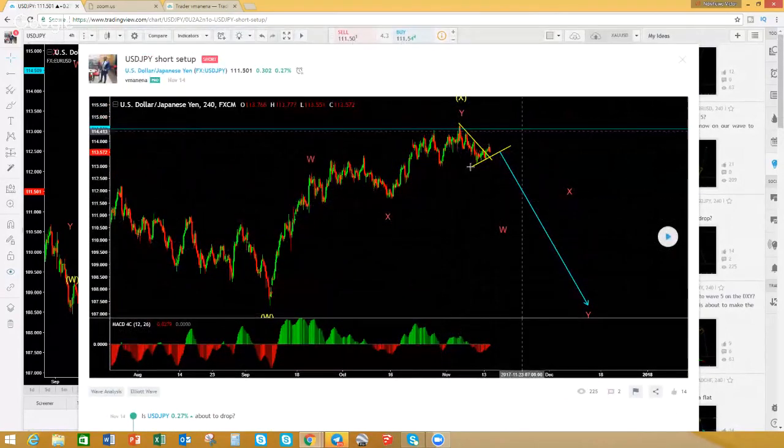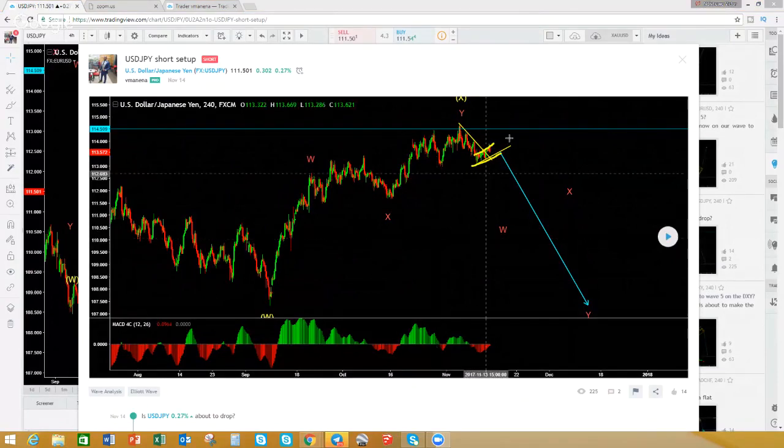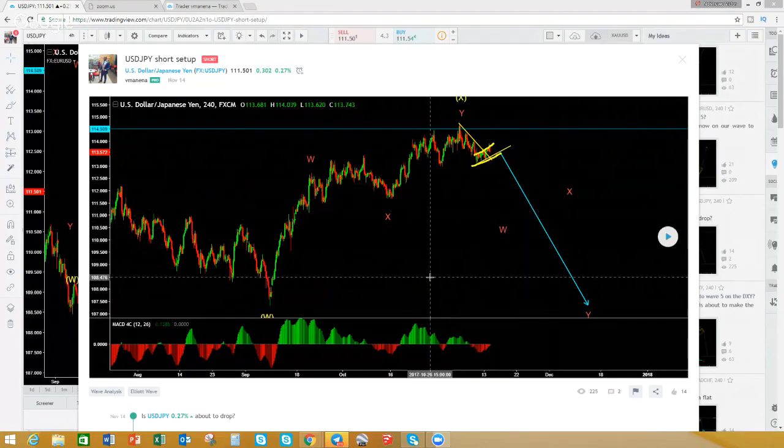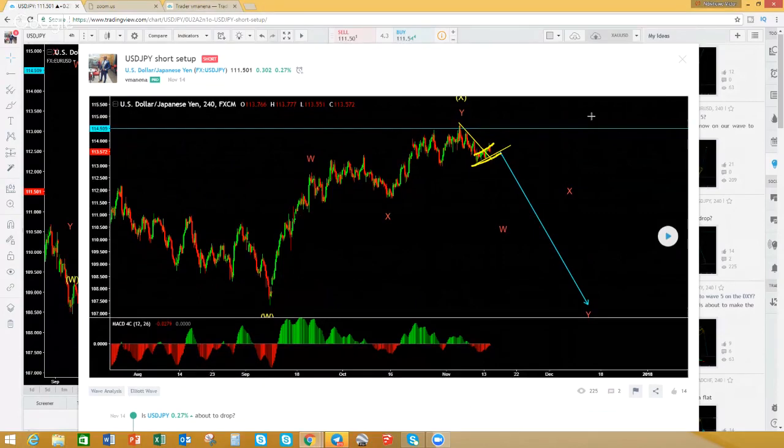So you can see here, this was that area where I was explaining that this is where we sold. This is where we sold. This was a free trade for everyone. Posted this on TradingView. So here you can see that I'm anticipating that deeper correction. It does not have to be a zigzag. It can be anything. So this is how this trade went.